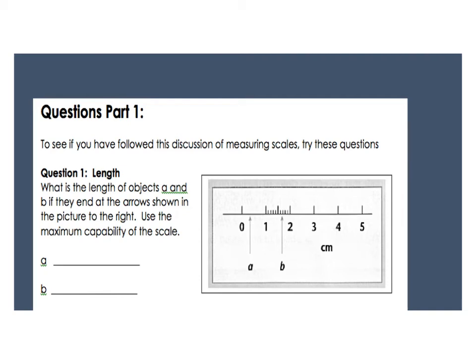What I'd like you to do now, please, is go ahead and answer the questions that are on the next page of the handout. We'll start with question 1. It says, what is the length of objects A and B if they end at the arrows shown in the picture on the right? So maybe A is a little block that looks like this, and maybe B is a block that looks like that. Okay, so they want to know what is the length of those 2 objects using the scales that are here. Go ahead and give it a try and come back to this video when you're done answering those 2 questions.